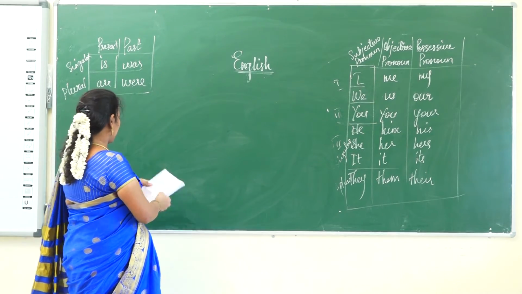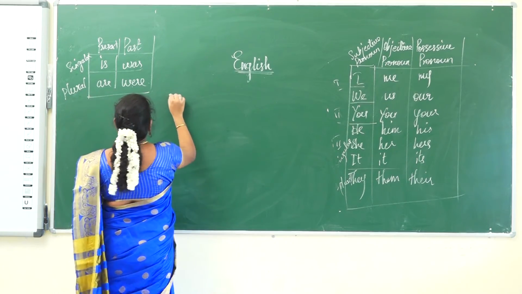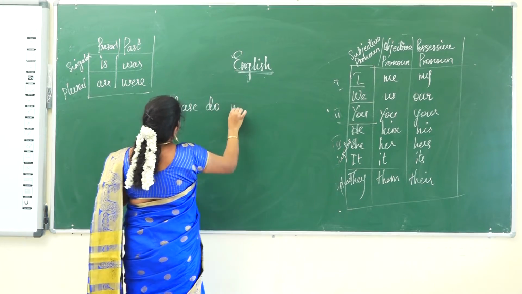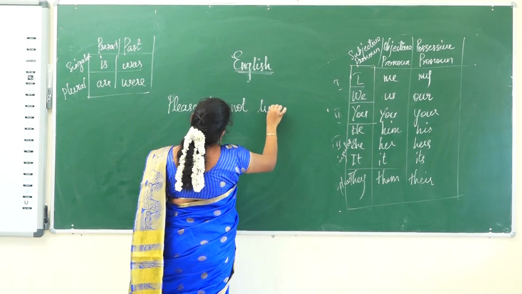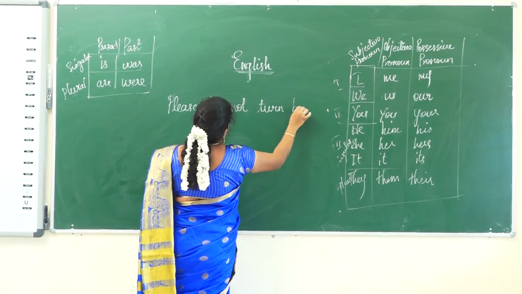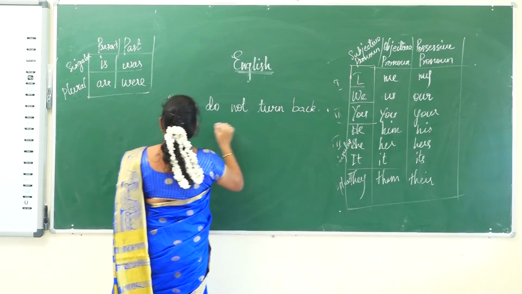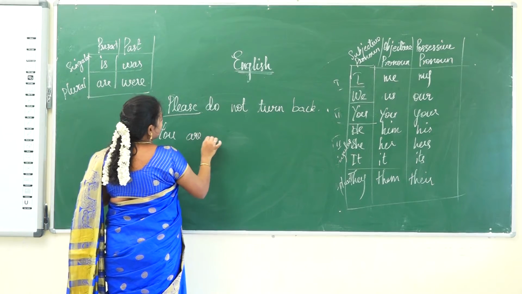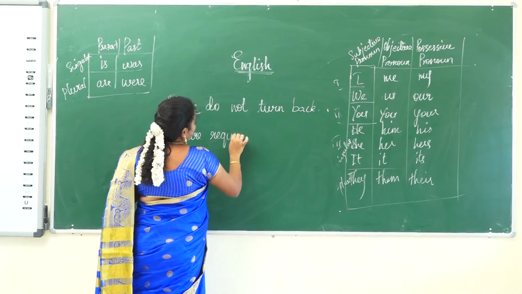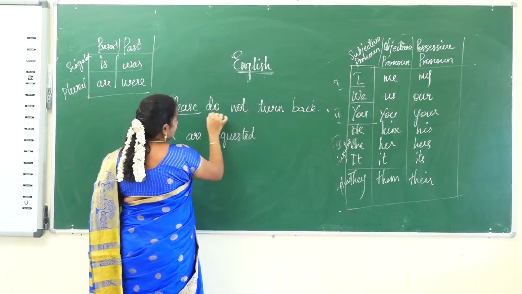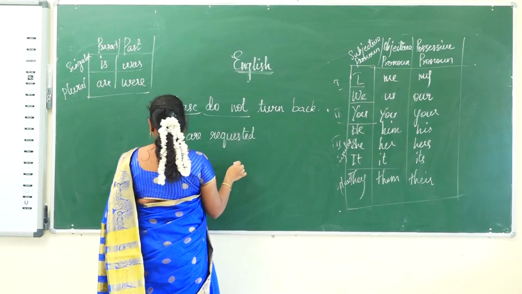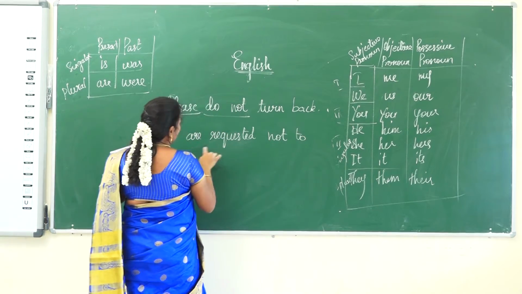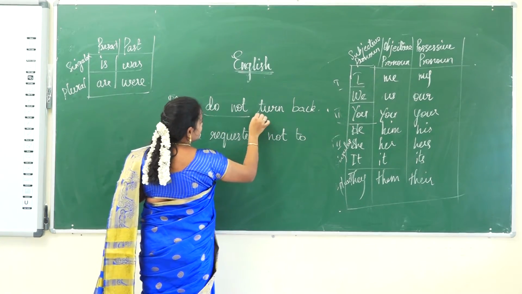We will see another example also. Please do not turn back. How will we change? Instead of please we have to write you are requested. This do not will change into not to. You are requested not to, and the verb here is turn.